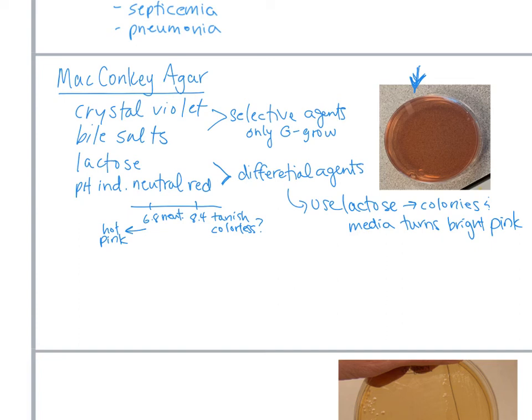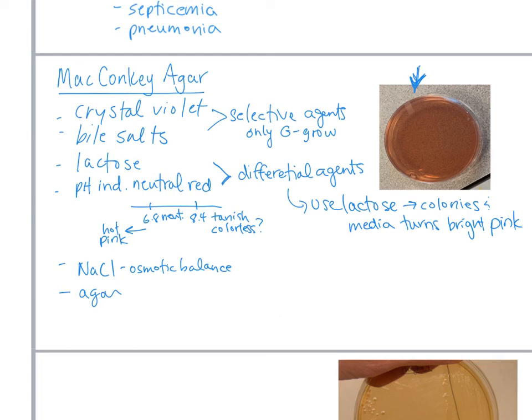There are other things in the media here that aren't quite as interesting. You've got a tiny bit of salt, not enough to make this selective, just a little pinch for osmotic balance. I didn't write in the amounts here. You've also got a little bit of agar that makes it a solid media.